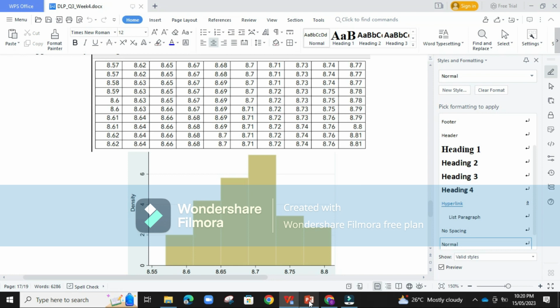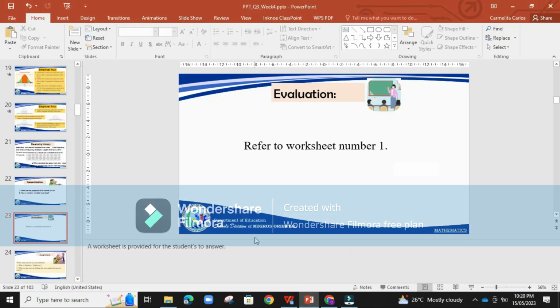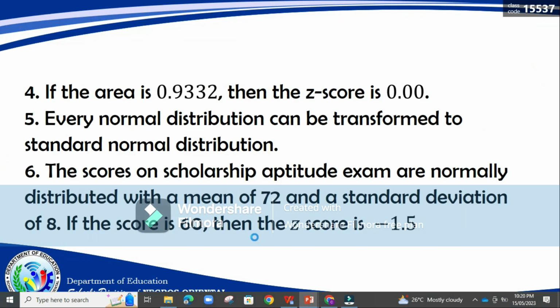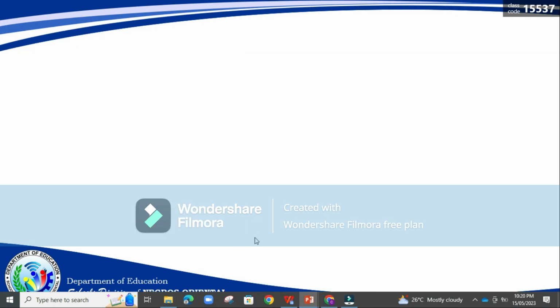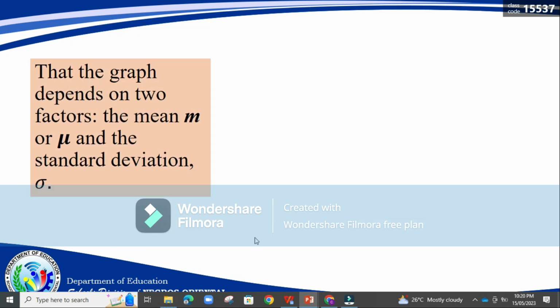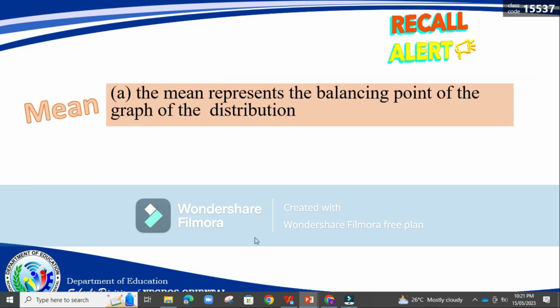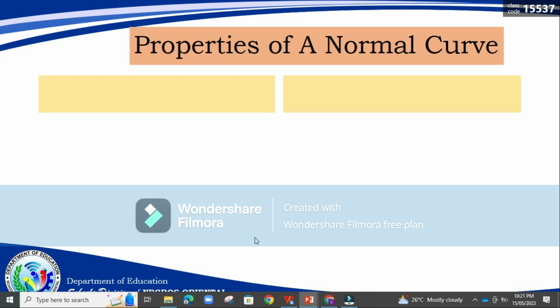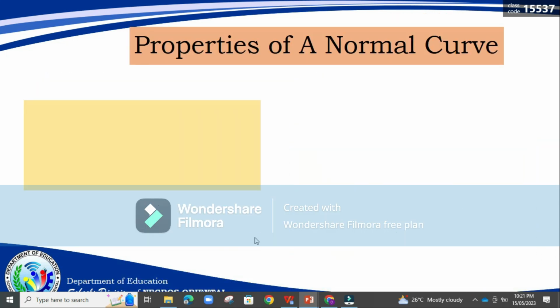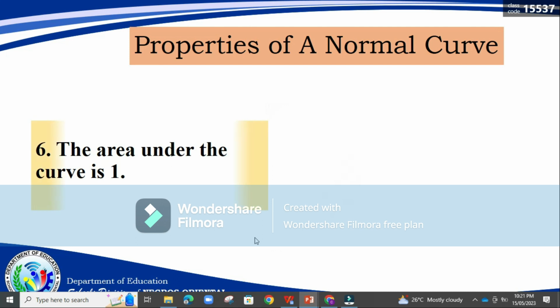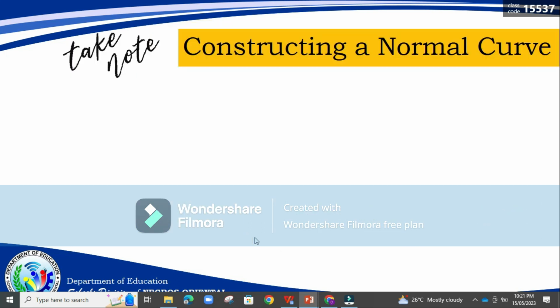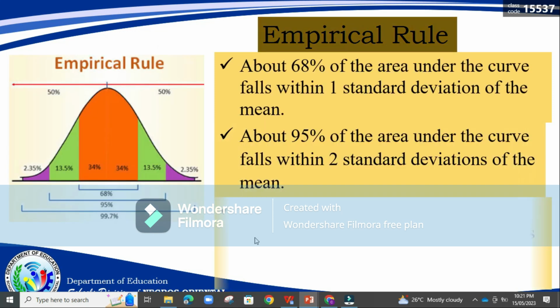Okay, now let's go back to the PowerPoint presentation so we can proceed to day 2. So we're done with the evaluation for day 1. Let's proceed to day 2. I hope you understand the concepts of the normal distribution curve, or the normal curve, as well as the properties. So you have to familiarize the properties of the normal curve and the empirical rule also.